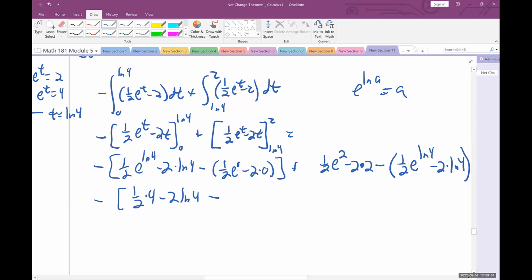minus, and then this is 1/2 times e to the 0. That's e to the 0 is 1. So that's 1/2. 2 times 0 is 0. Plus, we have 1/2 e squared minus 4. 2 times 2 is 4. Then we have minus 1/2. And e to the natural log of 4 gives us a 4 again. And minus a negative makes it plus 2 natural log of 4.